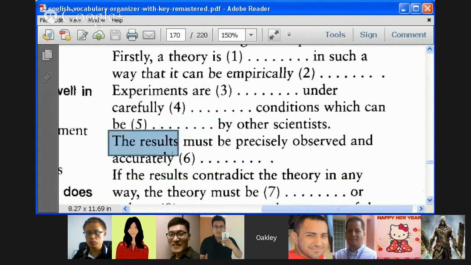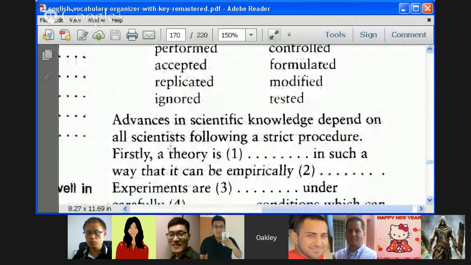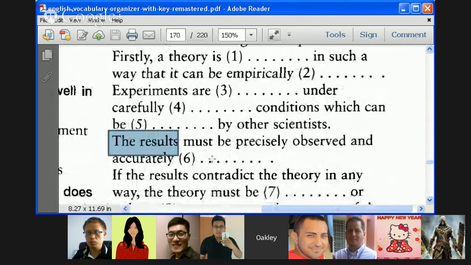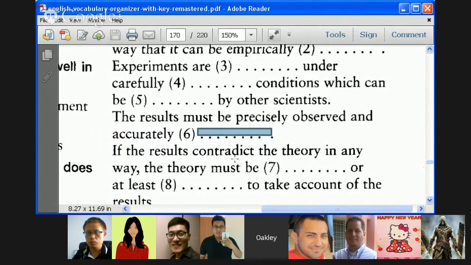Okay. Continuing, Shell. The results must be precisely observed and accurately tested. No, they have to be observed and very carefully recorded. Recorded, yes. Right. So the results of the experiments to test the theory must be very precisely observed and very accurately recorded. Okay, so we don't have false data, in other words.